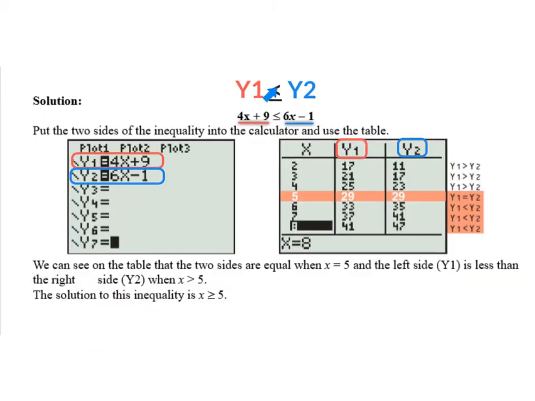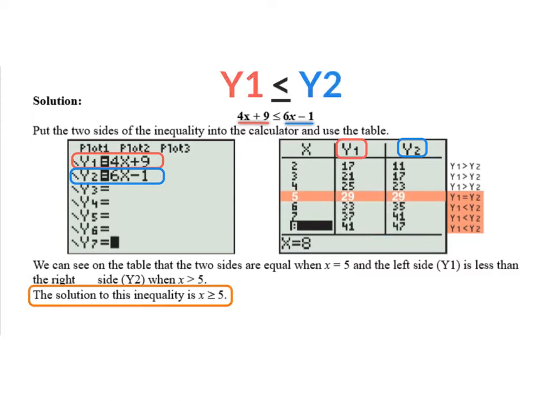Since the inequality is less than or equal to, we can see in the table that the two sides, y1 and y2, are equal at x equals 5. And the left side, or y1, is less than the right side, y2, whenever x is greater than 5, giving us the solution to the inequality of x is greater than or equal to 5.